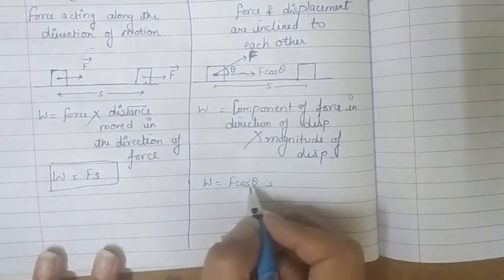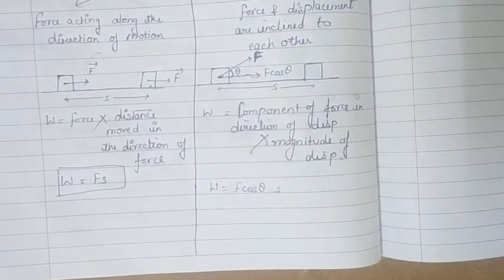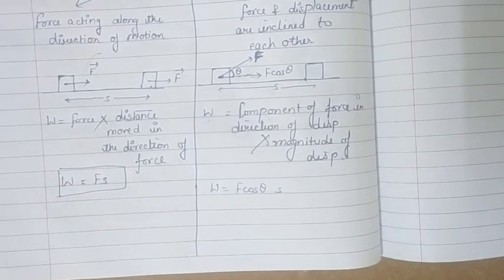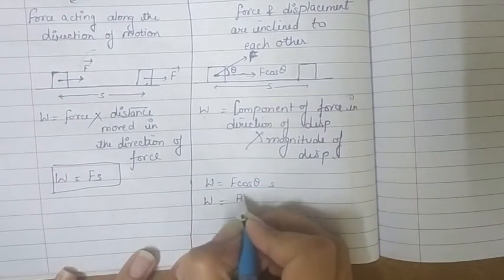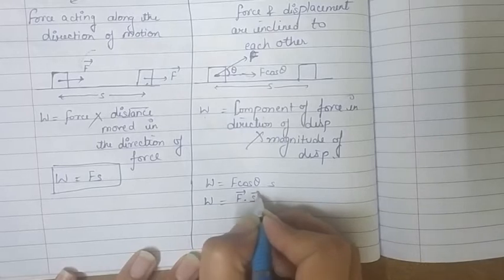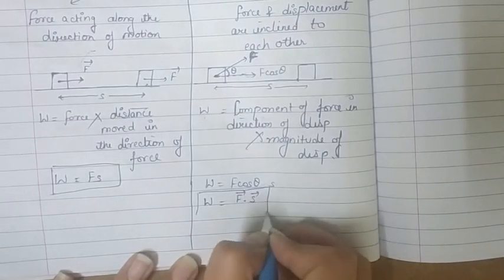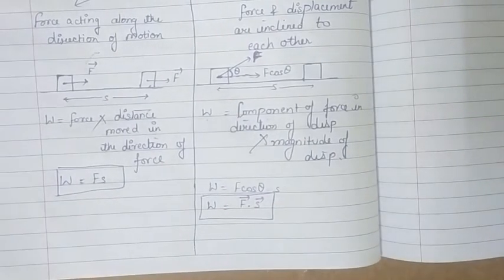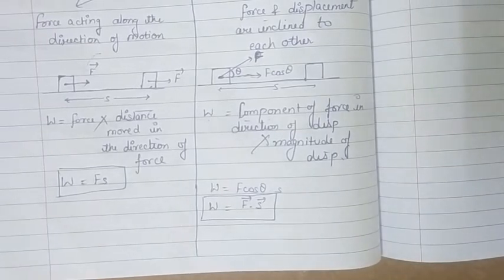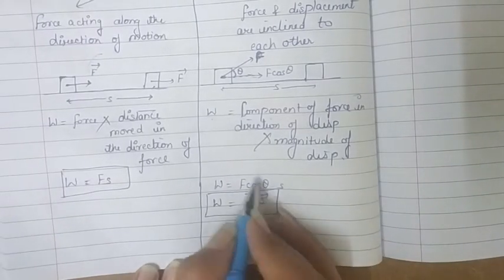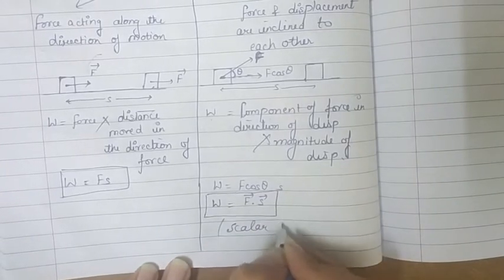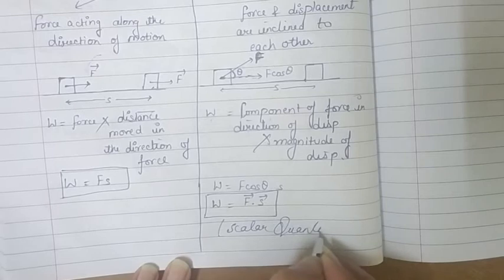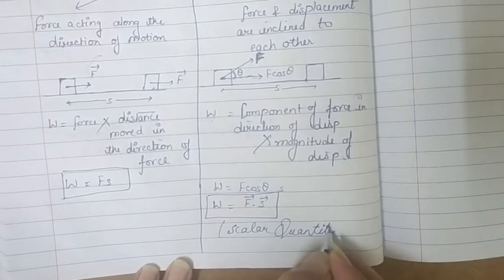Now, if we see this relation, this is Fs cos theta. Both F and S are individually vector quantities, right? So we can write it as the scalar product of vector F and vector S. So work done can be given as the scalar product or dot product of the force and the displacement vector. Since it is given by a scalar product, that's why work done is a scalar quantity.